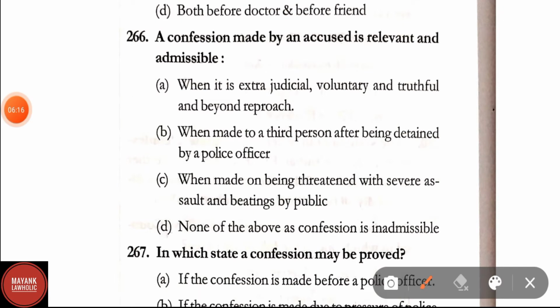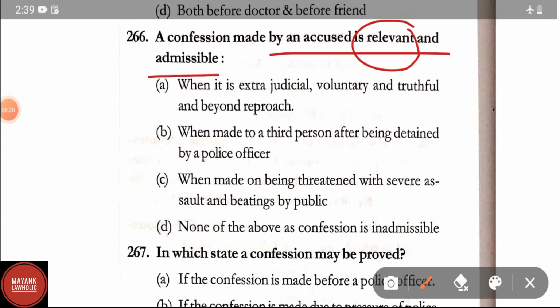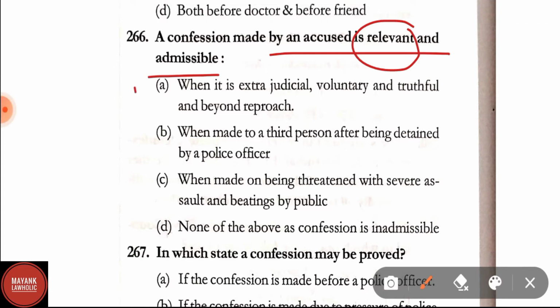Question number 266. A confession made by an accused is relevant and admissible. Option A. When it is extrajudicial, voluntarily and truthful and beyond reproach. Option B. When made to a third person after being detained by a police officer. C. When made on being threatened with severe assault and beatings by police. Option D. None of the above, confession is inadmissible. Here correct answer is option A. A confession made by an accused is relevant and admissible when it is extrajudicial, voluntarily and truthful and beyond reproach.